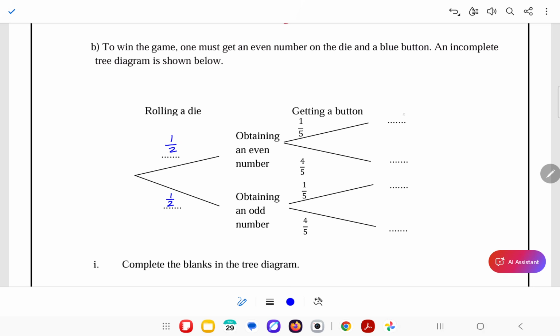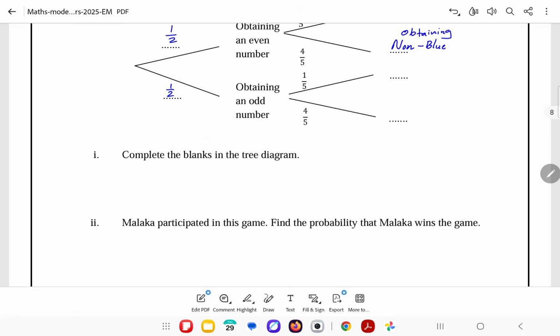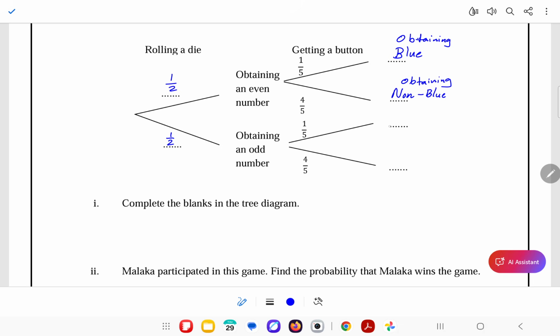Getting a blue button. This is what? Getting blue. This is non-blue button. So you can write as obtaining blue, obtaining non-blue. This is non-blue, 4 over 5. There's how many? 2 yellow and 2 reds. So that's that. So same thing here.